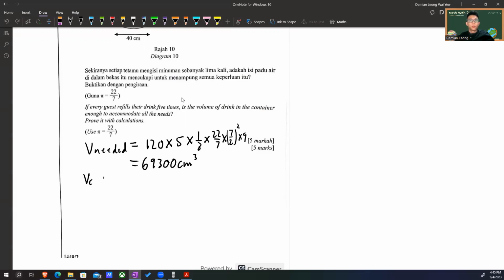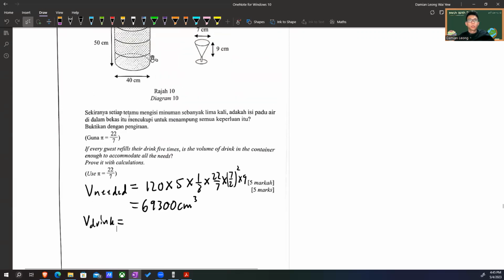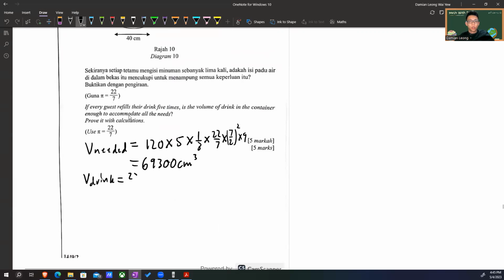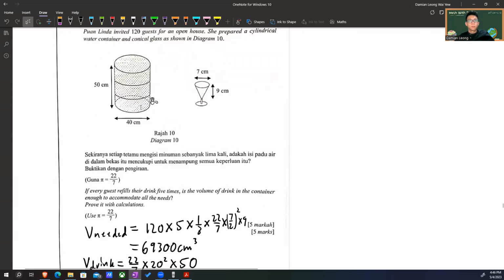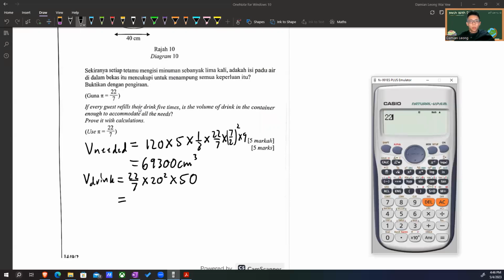Volume of drink, cone, sorry, not cone, cylinder. Cylindrical is pi r square h. Pi times radius square, diameter is 40, means radius is half of that, 20 square times height, 50. Okay. 22/7 times 20 square times 50.